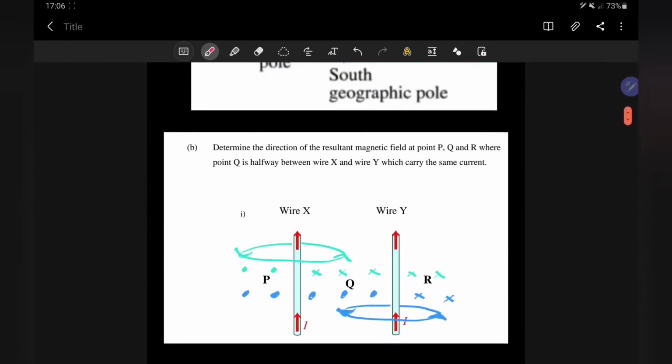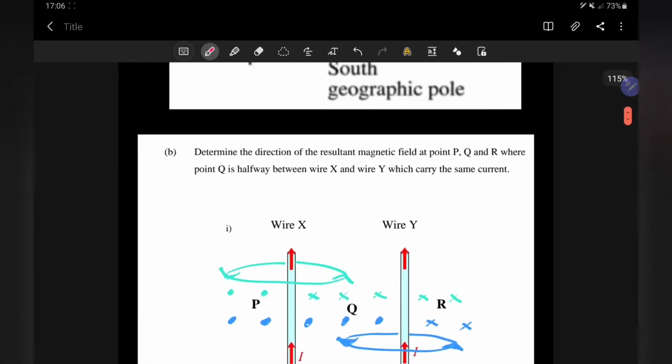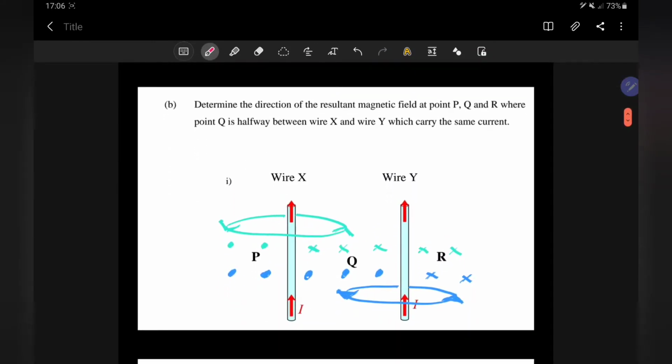Now let's continue with question number 1b. Determine the direction of the resultant magnetic field at points P, Q and R, where point Q is halfway between wire X and wire Y, which carry the same current. There are two wires, X and Y, carrying currents equal in magnitude, both directed upwards. Q is the middle point, meaning the distances XQ and YQ are the same.